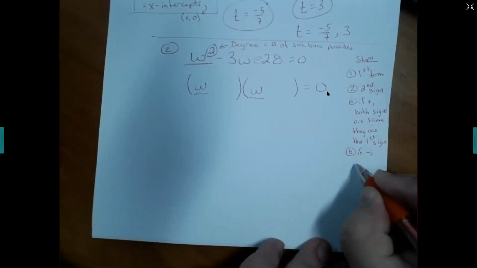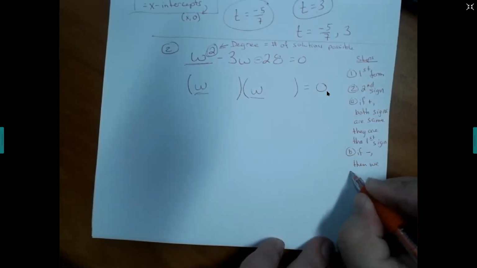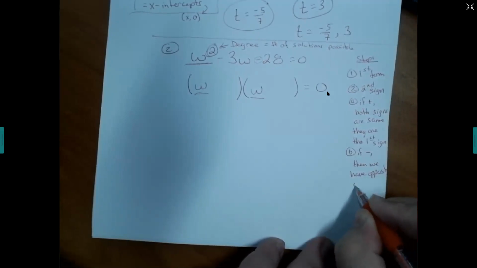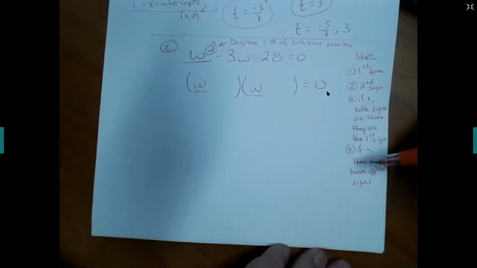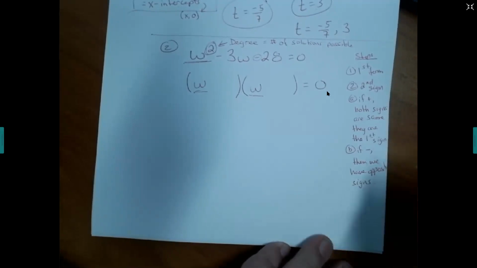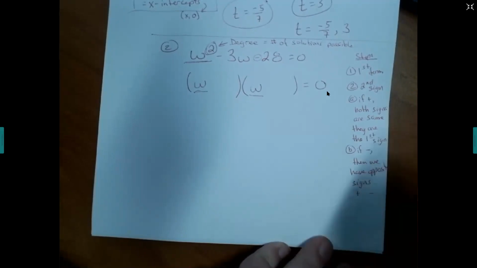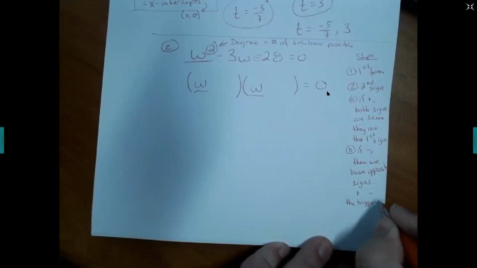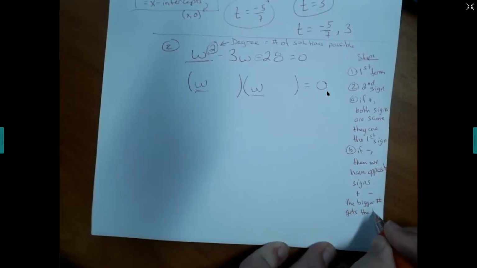If it's negative, then we have opposite signs. If the second sign is negative, that means we have opposite signs. That means one's going to be a positive, one's going to be a negative. The bigger number gets the first sign.